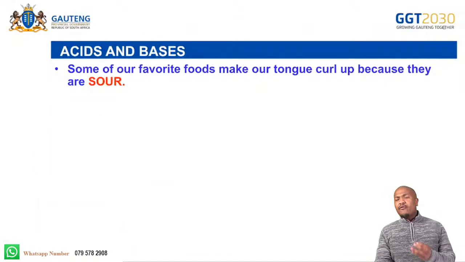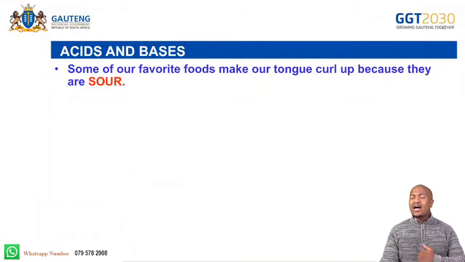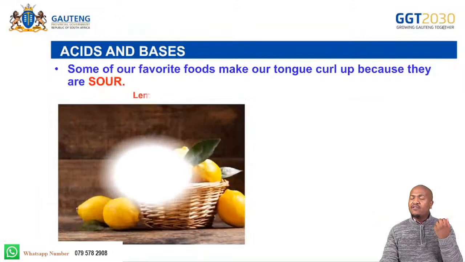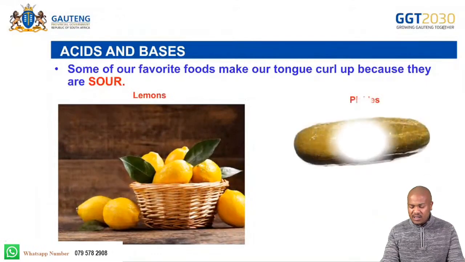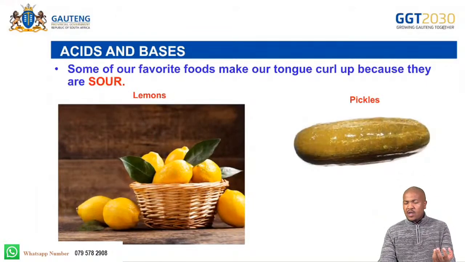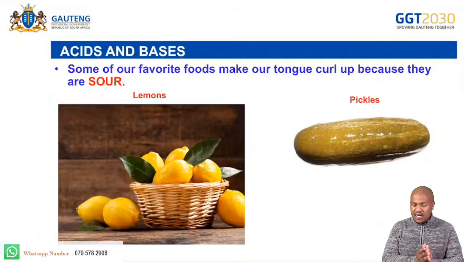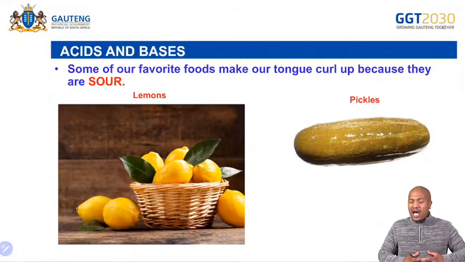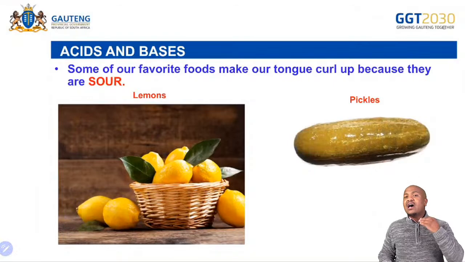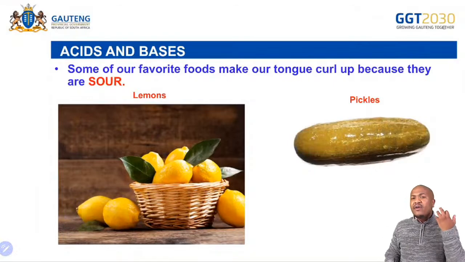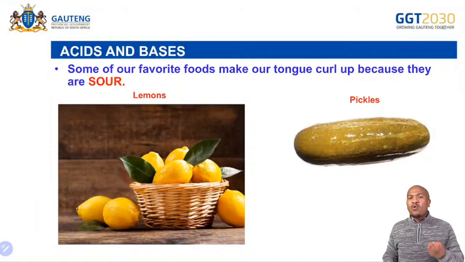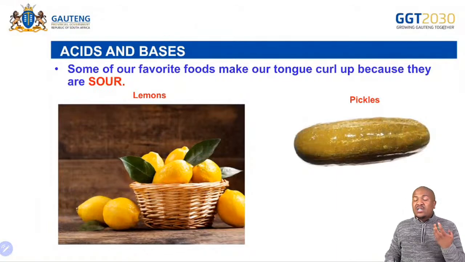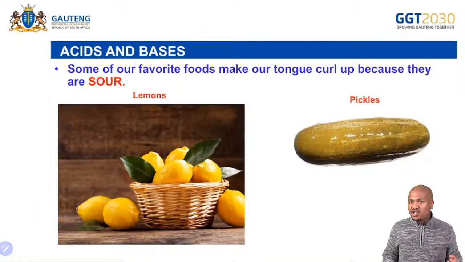Some of our foods make our tongue curl up because they are sour. We mentioned foods such as lemons and pickles. These foods have different tastes. If you think of a lemon or pickles, when you eat them your tongue curls up, even your facial expression changes, because the taste of the food is sour.